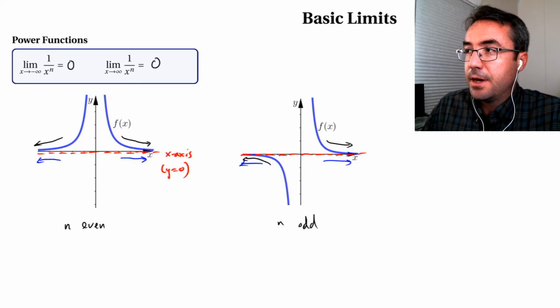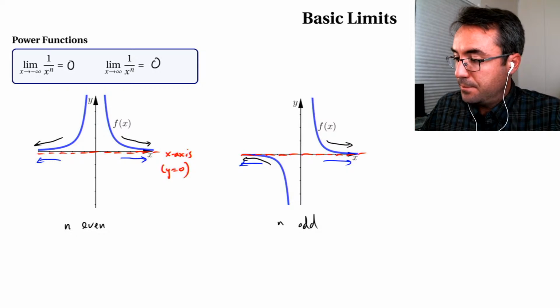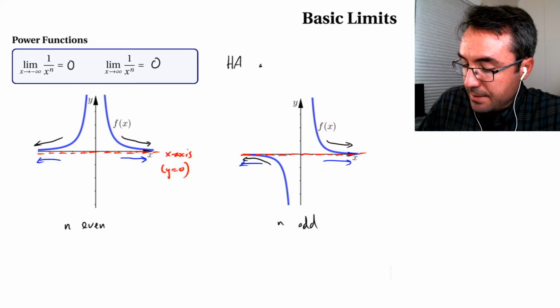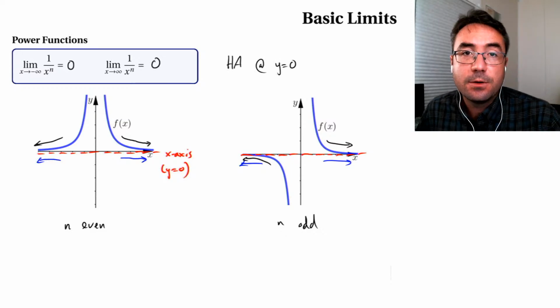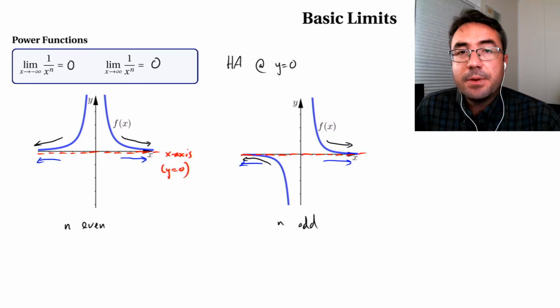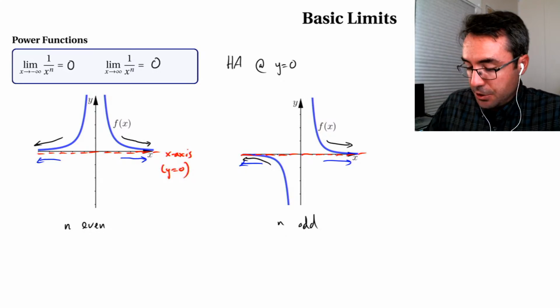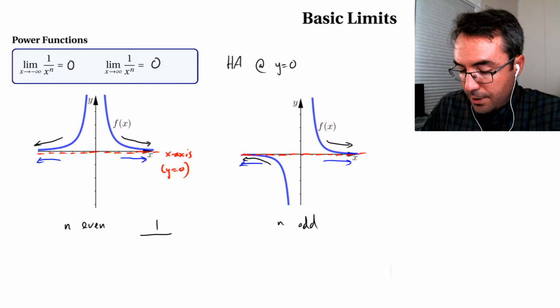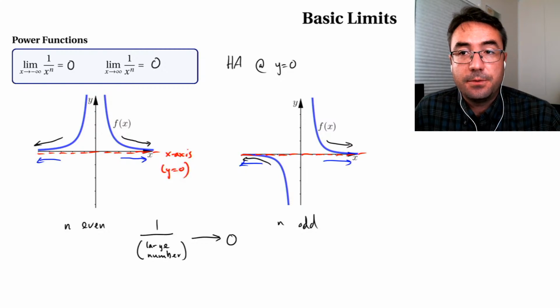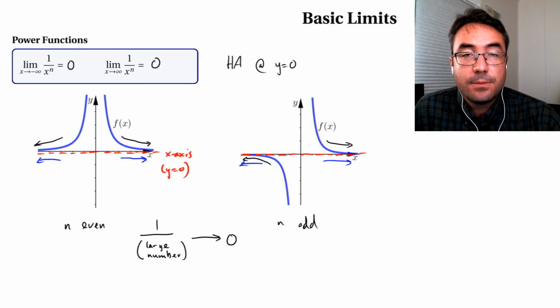So we have each of these limits, and we just make note that here's an example where we have a single horizontal asymptote at y equals 0. And so the thing to keep in mind with this setup is usually when we have 1 over a large positive number, or just in general a large number, what happens to our limit is we get closer and closer to 0. So whenever we divide a constant by something that's getting larger and larger, we approach 0.